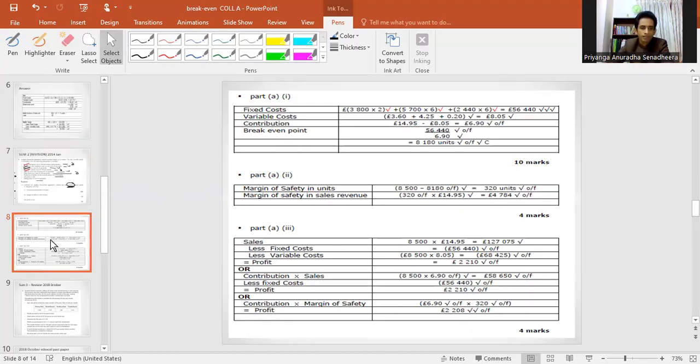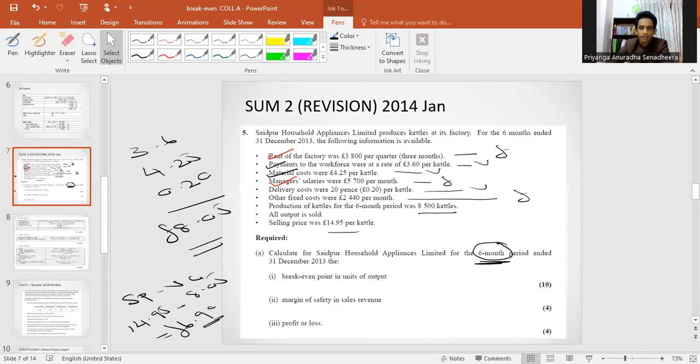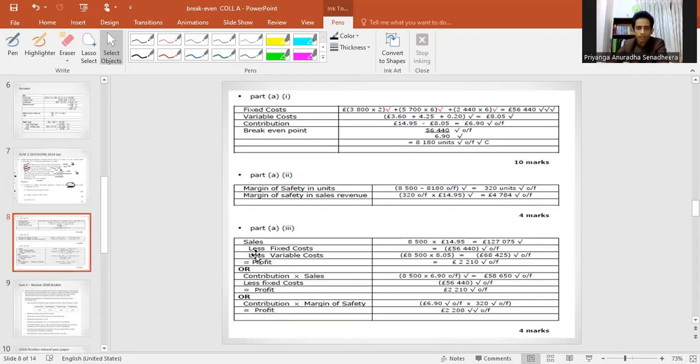The third part in the question is asking whether it's a profit or loss for the business. So there are two formulas. One is total revenue minus total cost, that means fixed cost and the variable cost. The other one is total contribution minus fixed cost. But to make it easy, we can go for the revenue one first. That is revenue, 8,500 multiplied by 14.95. That is 127,075.